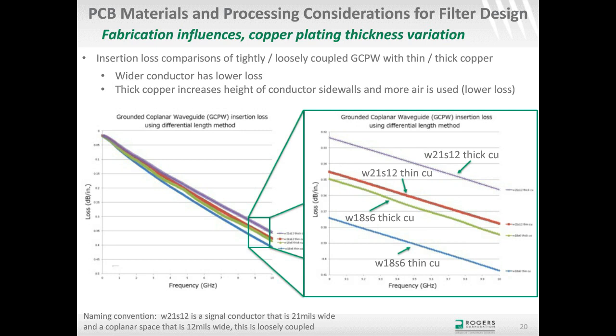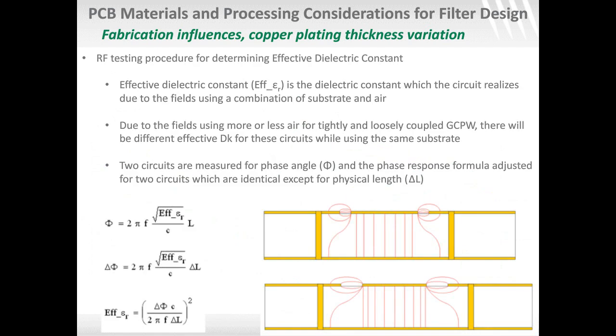And then I also did the same kind of testing in regards to phase response, where I measured the phase angle, and then I figured out what the effective dielectric constant was. And the formulas I used to do this are shown to the left. It's pretty simple. These are just phase response formulas, the top one. And then I adjusted the formula to account for circuits at 2 different lengths, which is delta L, a short length circuit, a long length circuit. And then I finally get the effective dielectric constant out of it.